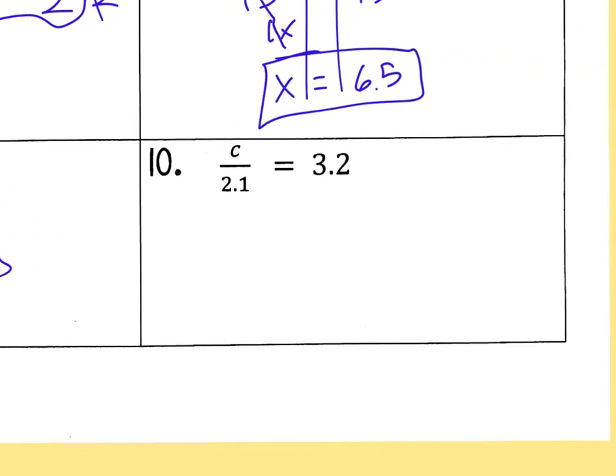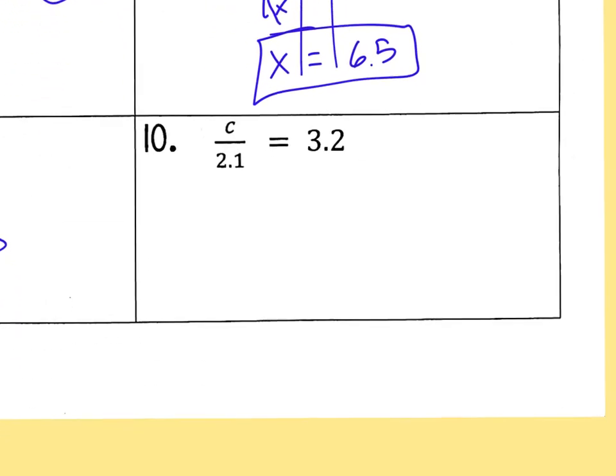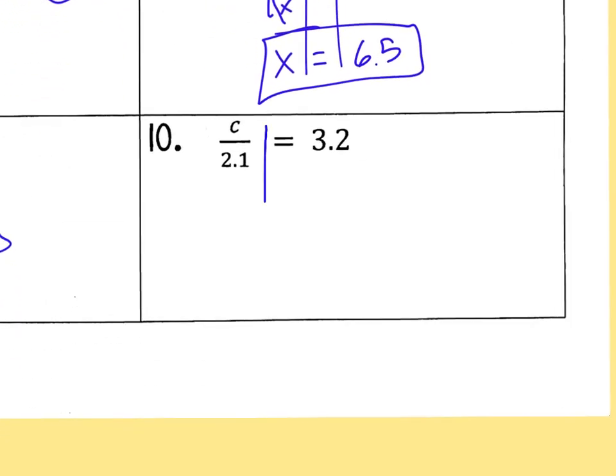Okay, decimals and fractions all in one here, but we don't have to freak out about it. It's just the same thing. We follow the same strategy. Railroad track. This says C divided by 2.1. To undo that division, I'm going to multiply. That goes away. I'm going to multiply by 2.1 here. So I'm going to go 3.2 times 2.1. And I get C equals 6 72/100.